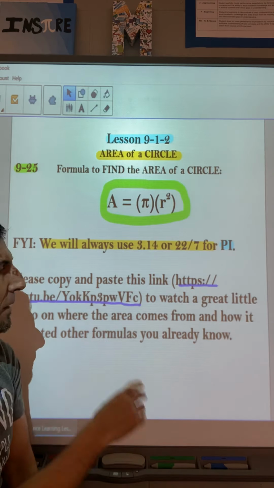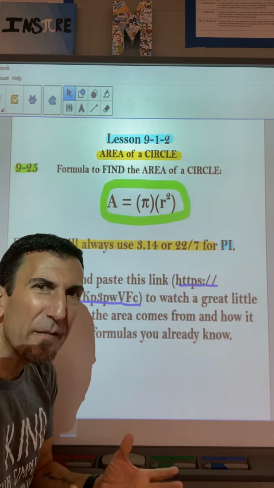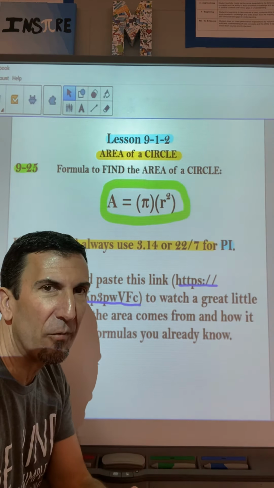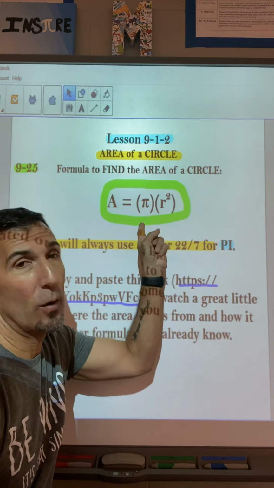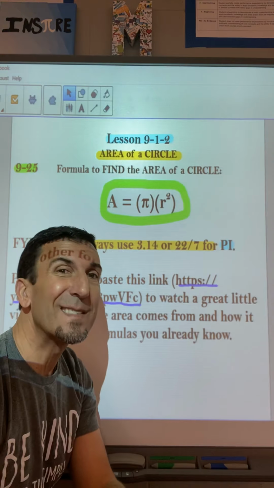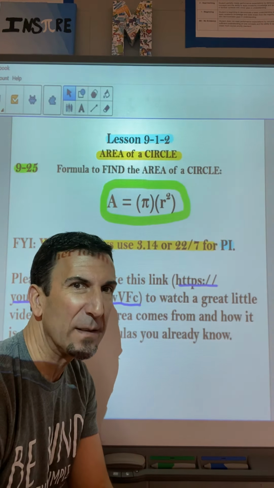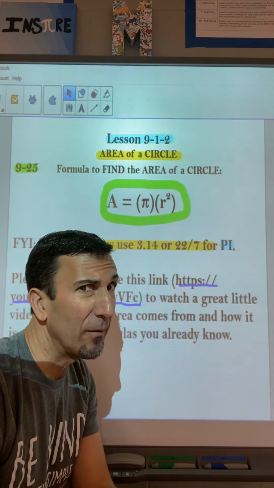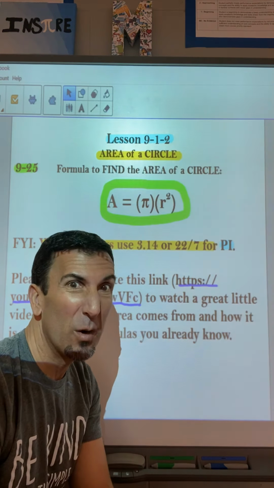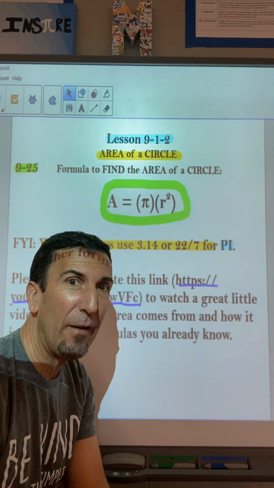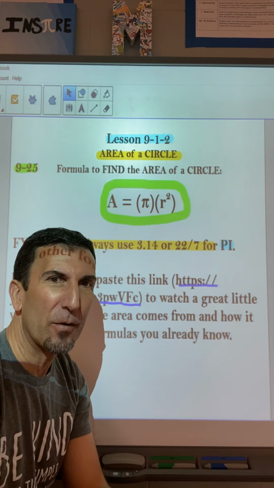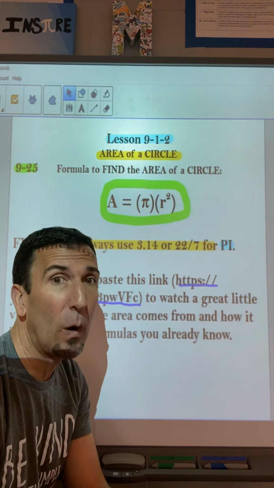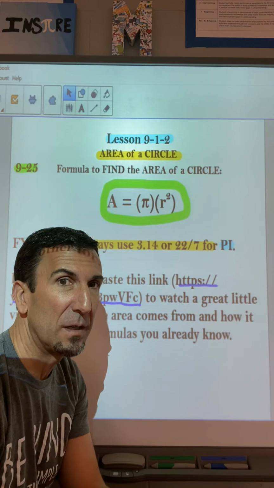I'm going to go back there. So this will give you an awesome idea about where this formula comes from. And it's kind of cool because it shows you how this area formula is almost exactly like that of a rectangle, which is kind of like a square, which is similar to the triangle, but triangles are half of a rectangle. They're all interrelated. And it kind of puts that into perspective, and it's pretty cool. So make sure you watch it. Please make sure you watch it.